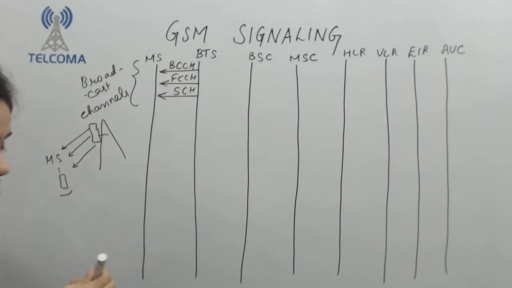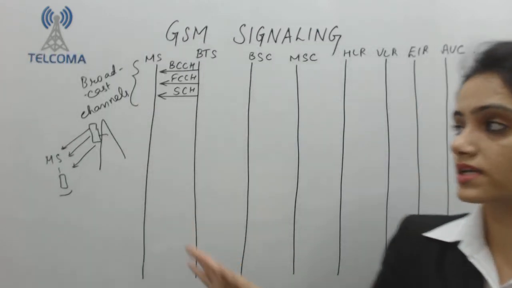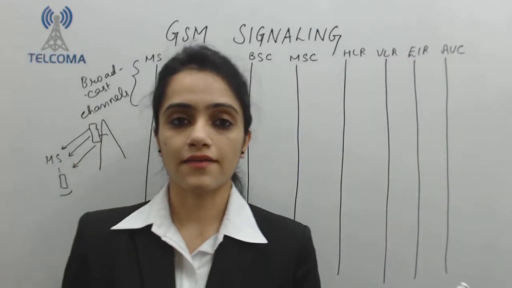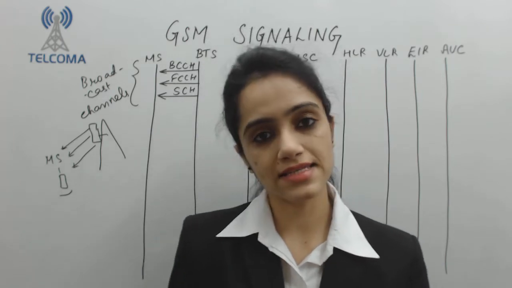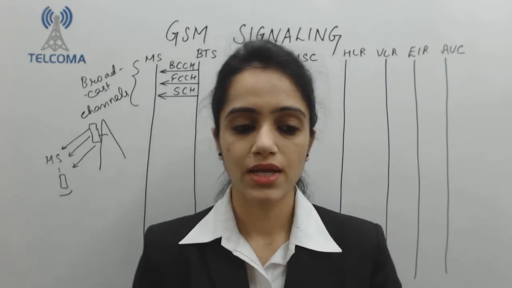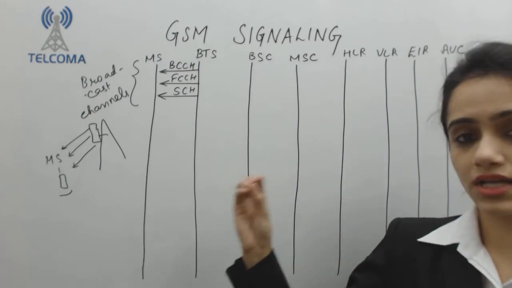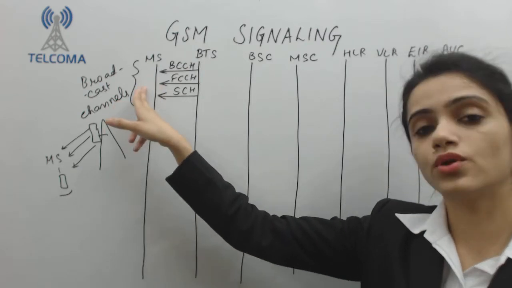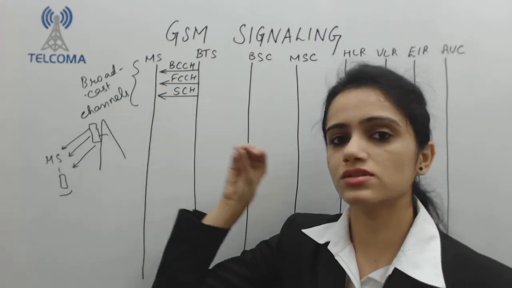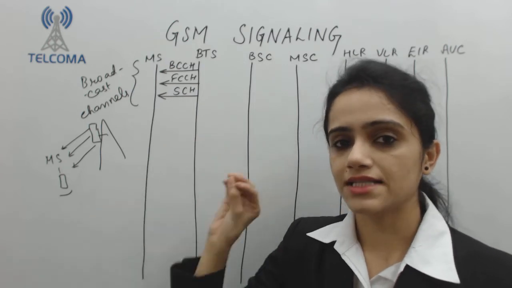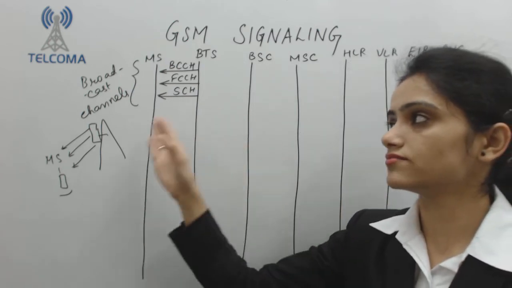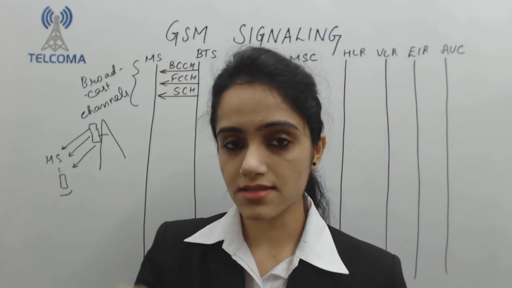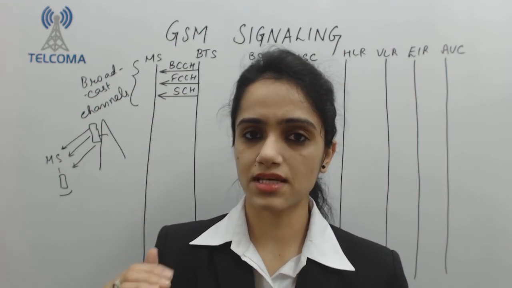Every time, this mobile station is receiving broadcast channels from the network, and the broadcast channels are BCCH, broadcast control channel, FCCH, frequency control channel and SCH, the synchronization channel. So this mobile station is getting broadcast, that means the cell information. At this time, the mobile station is told that you are getting the signals from this BTS. So cell information, frequency and timing synchronization signals are received by the mobile station. Now my mobile station sitting idle is receiving the signals BCCH and all channels.